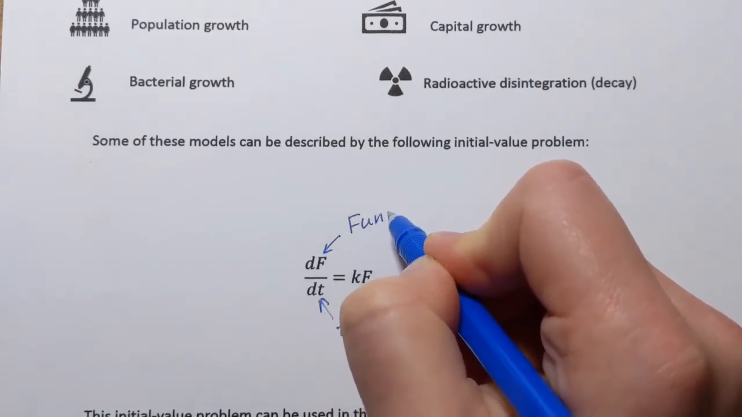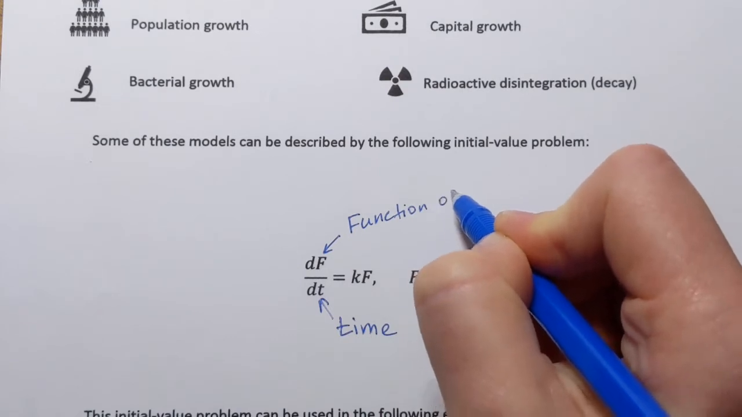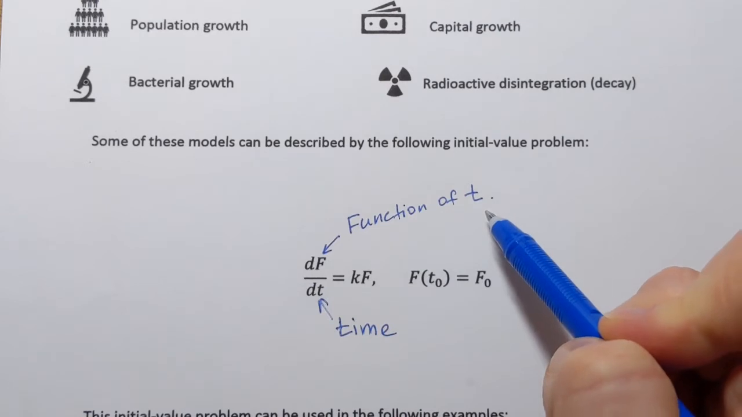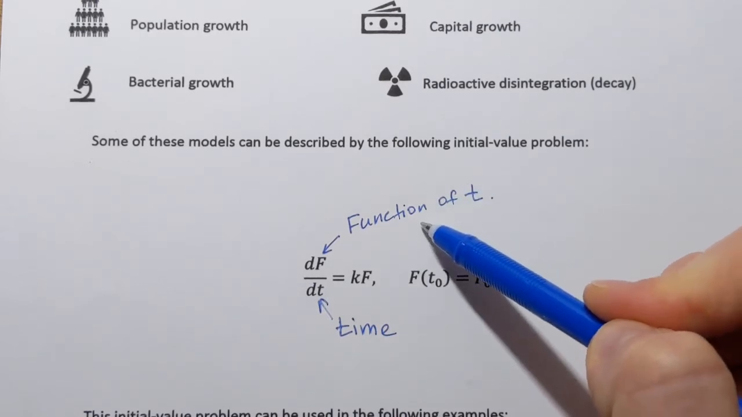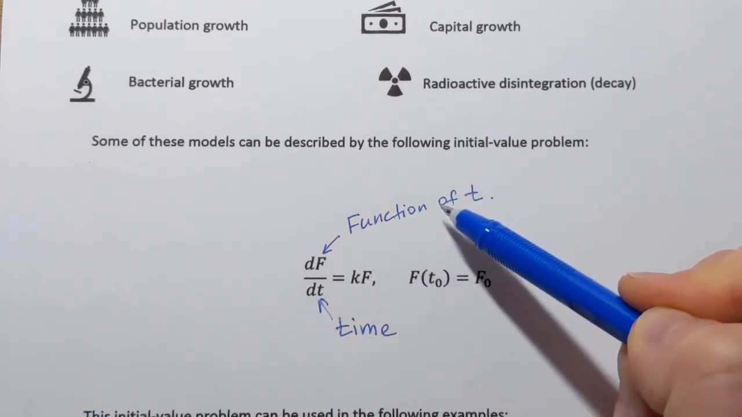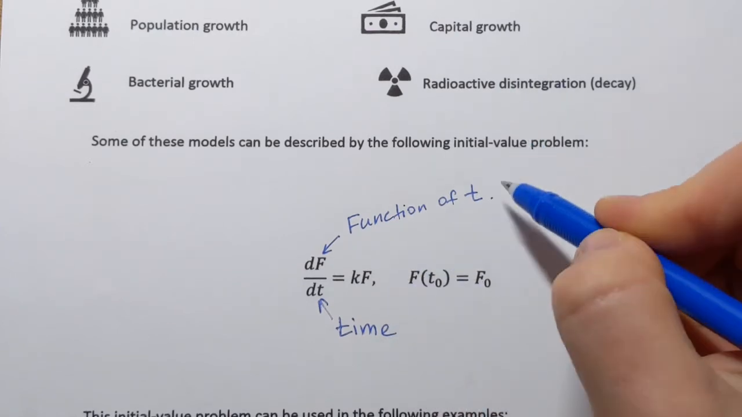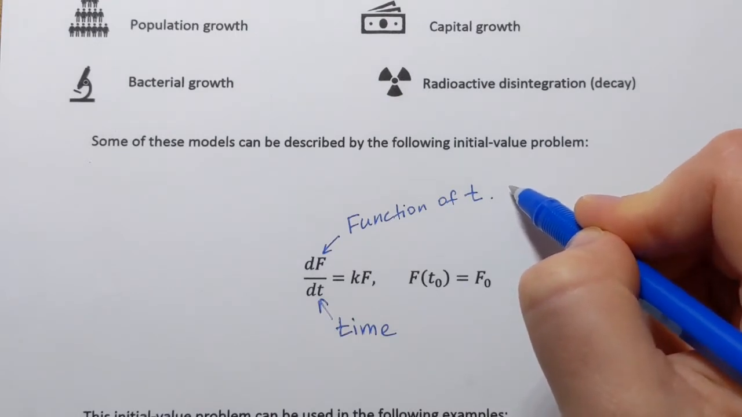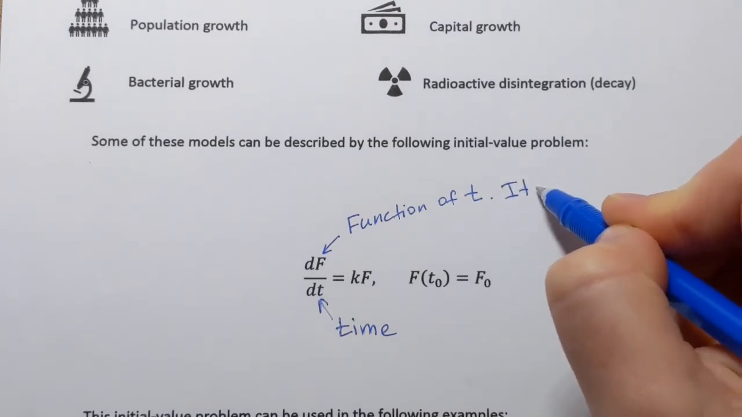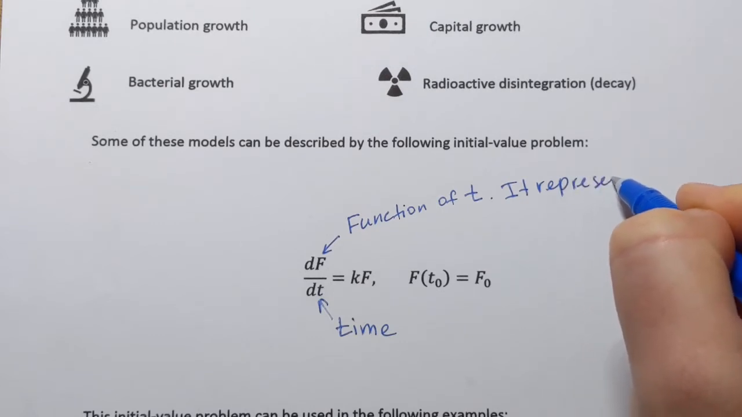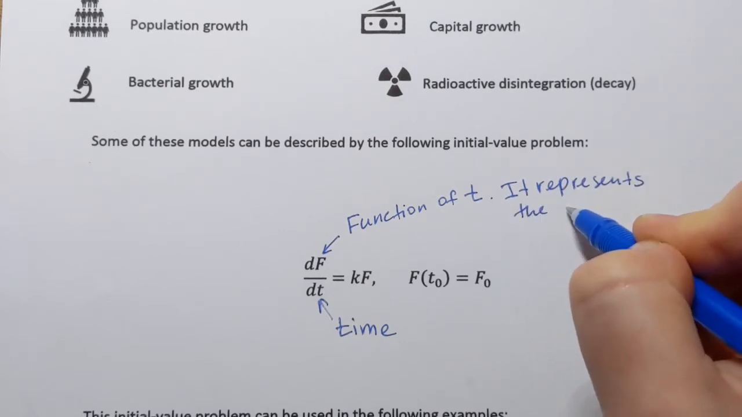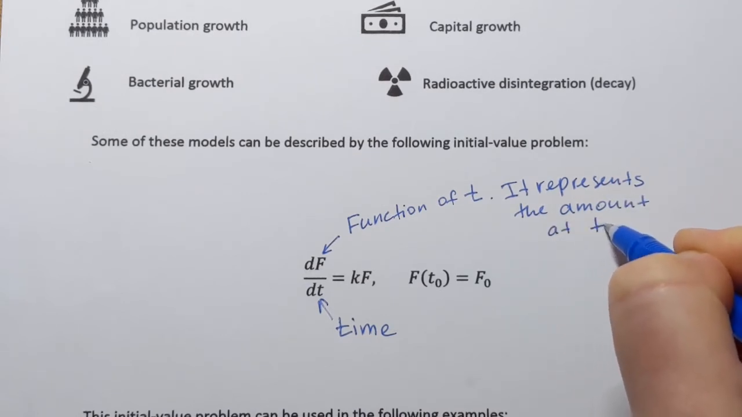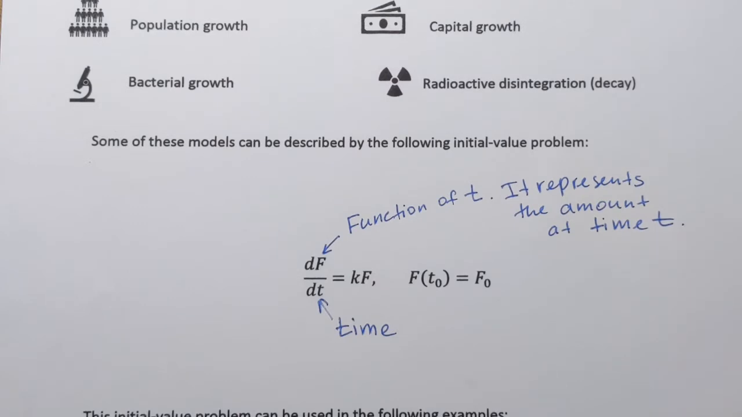Function of t. So what is this function? What is the meaning of this function? Well, this function represents a certain amount at time t. So I'm going to write it down and then we'll try to relate it to the above examples. So function of t, it represents the amount at time t, if we describe it in general.